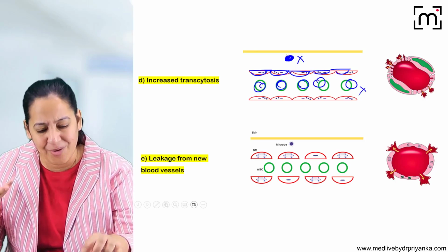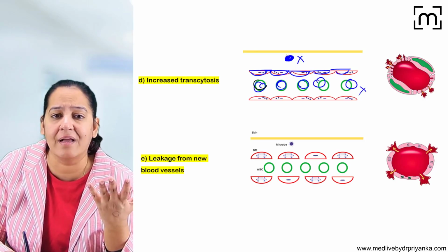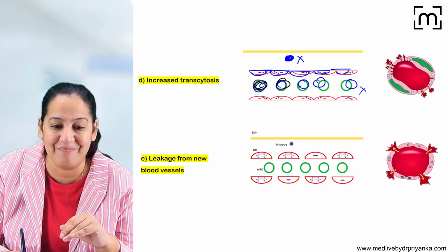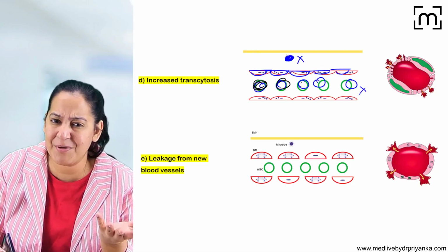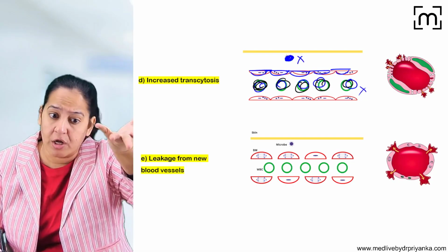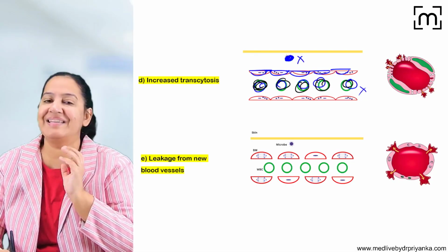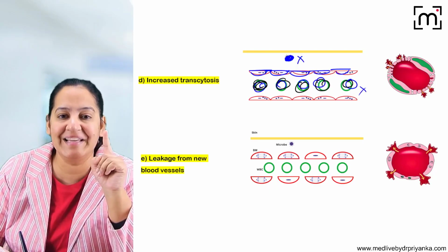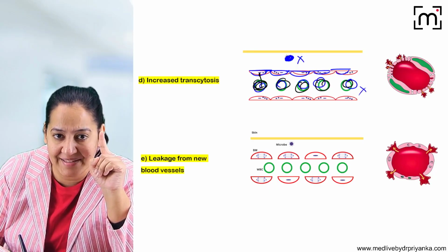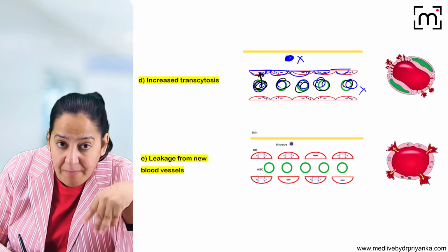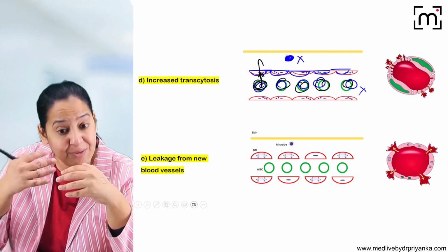You say, ma'am, if the gap is not created, how will the WBC go out then? The WBC will go out without a gap. You say, ma'am, how is it possible? Yes, it's possible. Basically, the WBC will enter inside the endothelium from this side, and from the other side it will come out. So, cell to cell transfer.